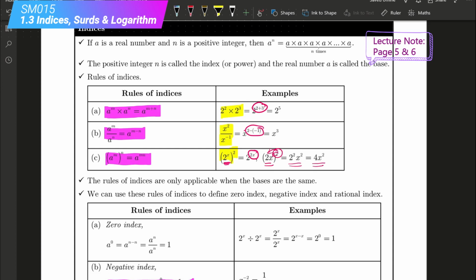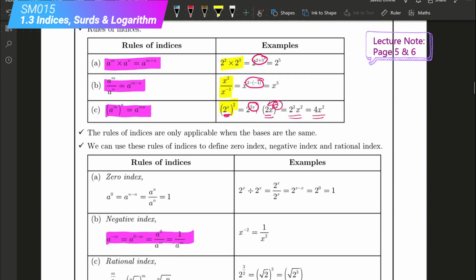Now, what about zero index? It is very simple, meaning anything to the power of 0 will become 1. So why does it become 1? I need you to explore it by yourself and explain it to your friends. Make sure they can understand.